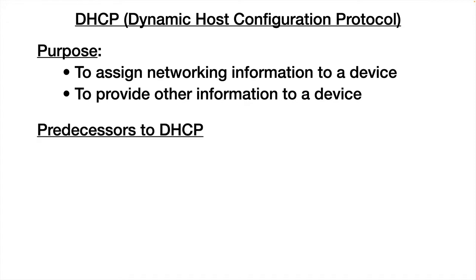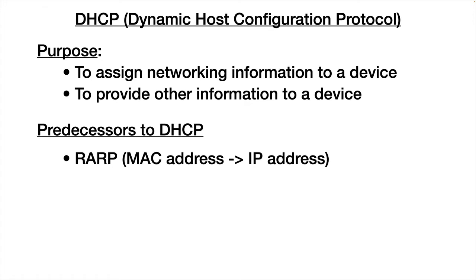Now, before DHCP existed, there were a couple of things that are considered predecessors to DHCP. The first was reverse ARP. So we recall that with ARP, we have an IP address, we make a query, and we get back a MAC address of the device we need to communicate with, either the device that has the IP we requested or the default router that we need to send to so that the packet can make it to its destination.